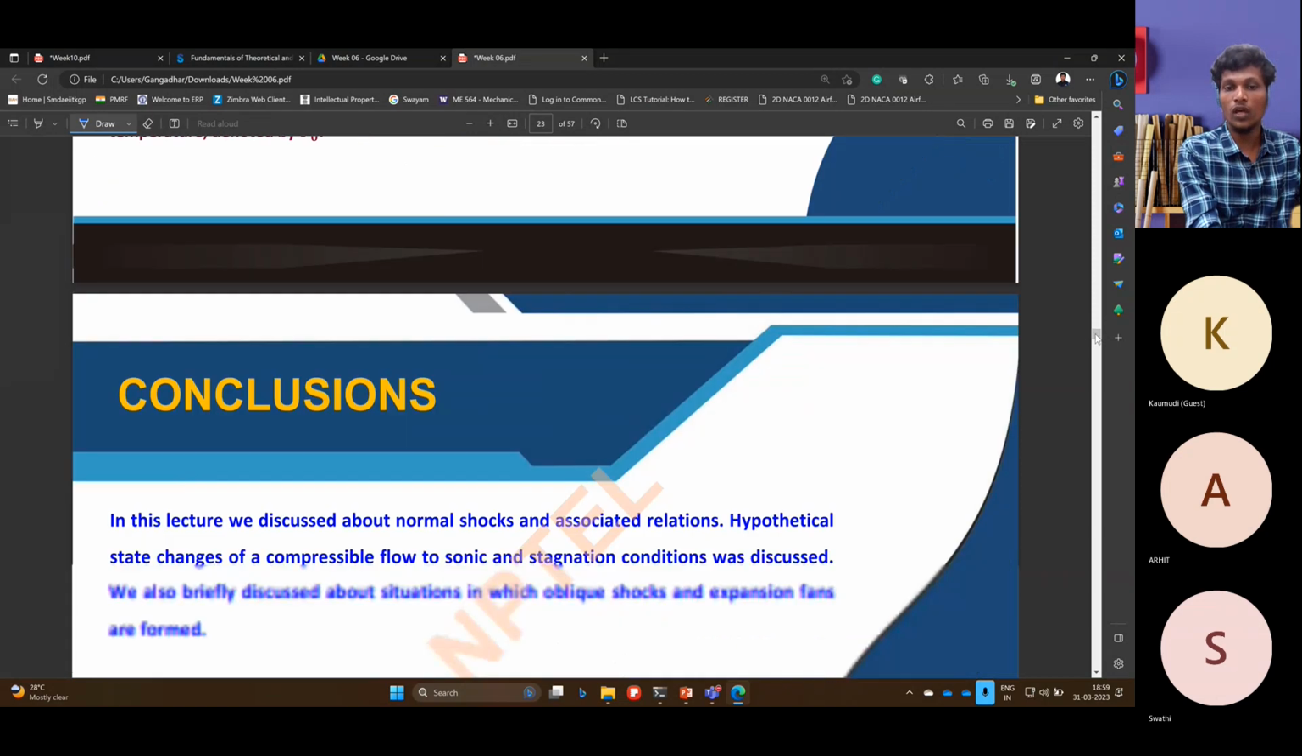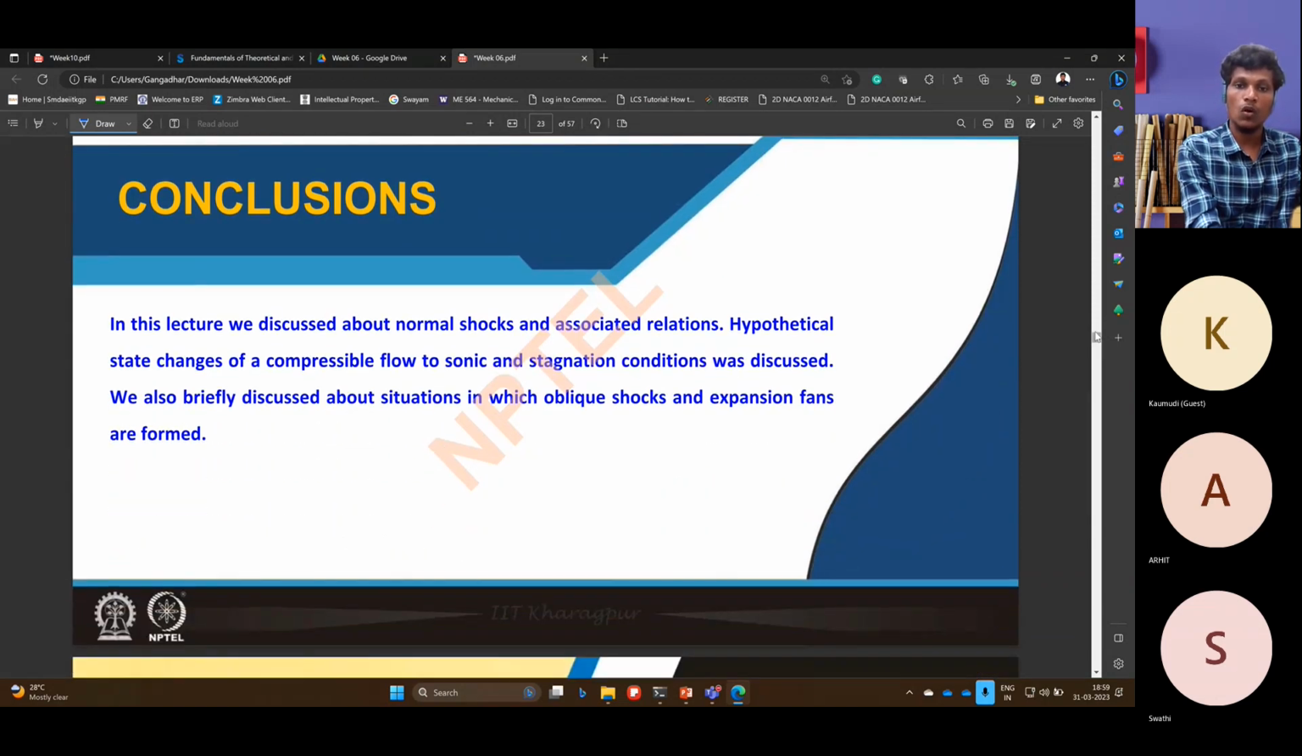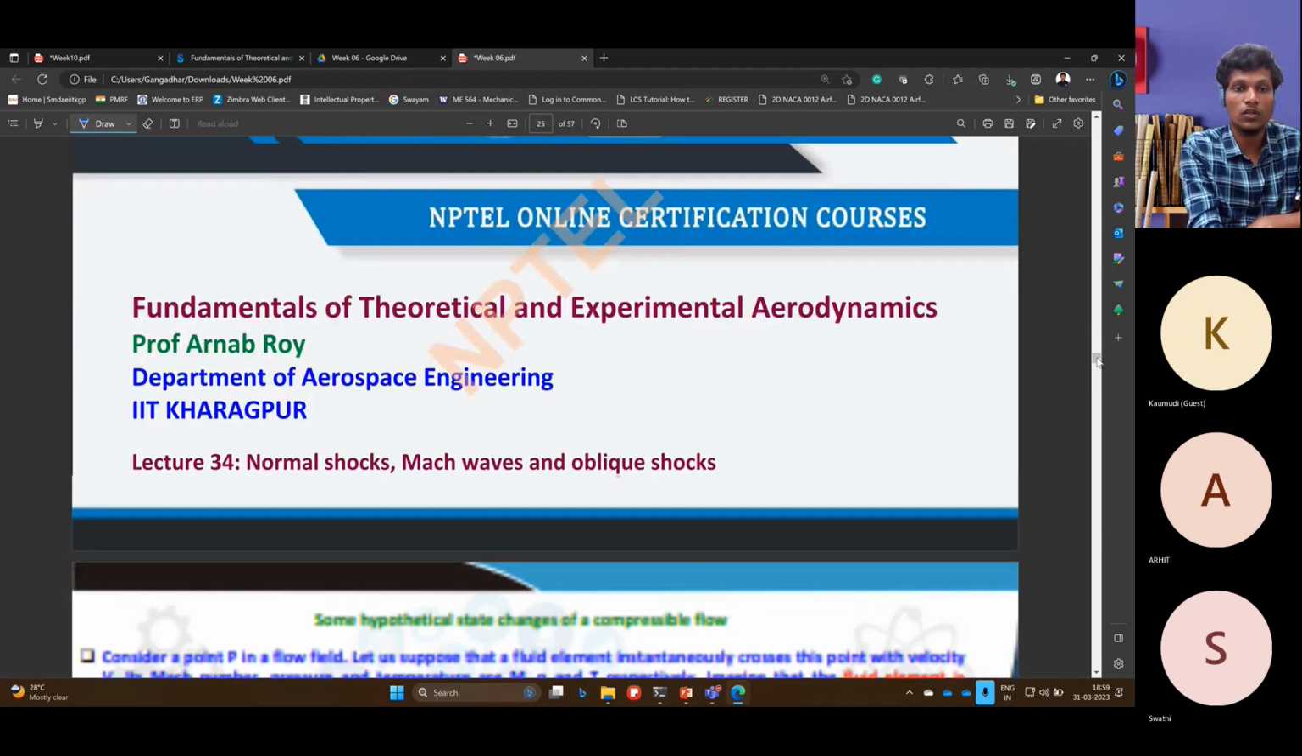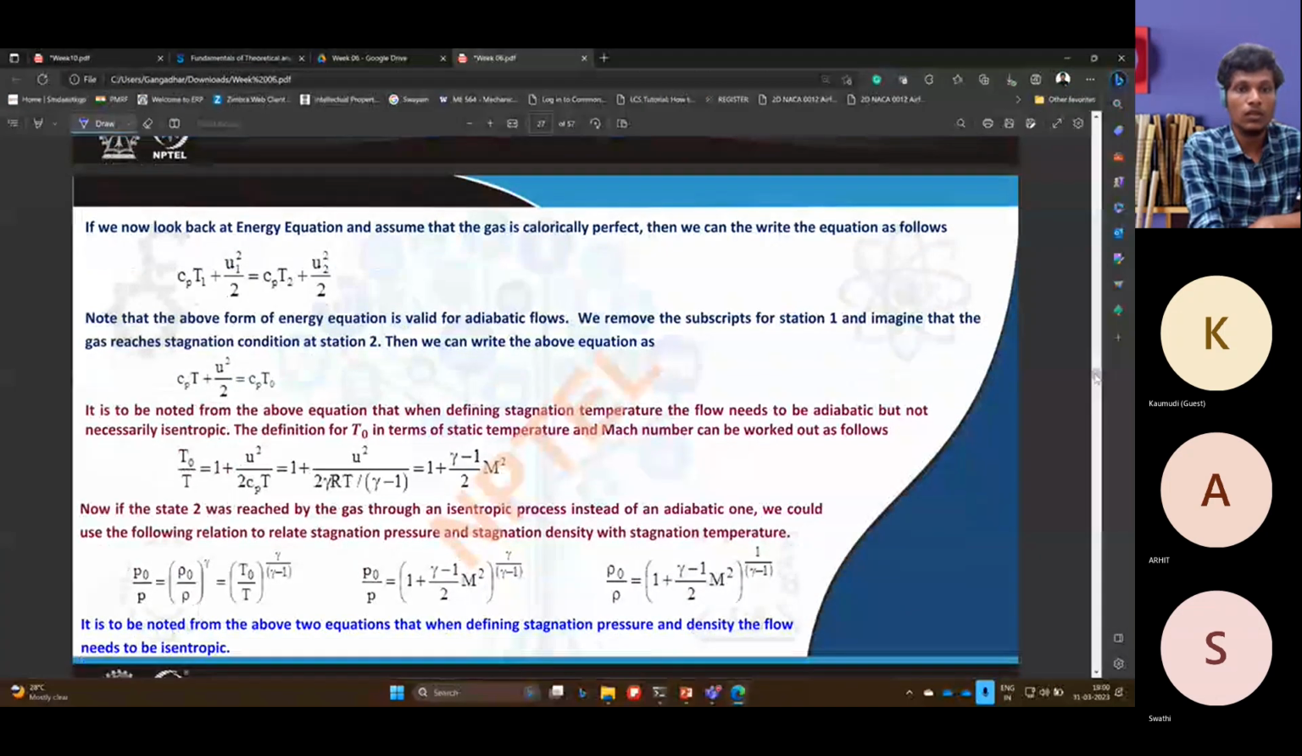Even though you don't have the formulations, you can always start with your governing equations, like h1 plus u1 square by 2 is equal to h2 plus u2 square by 2. Let me show whether those equations are here or not. This is the one I'm talking about. If it is CpT1, Cp indicates the h1, and CpT2 indicates your h2. So this is your energy equation. You can use this anytime, for normal shock waves or any kind of situation.